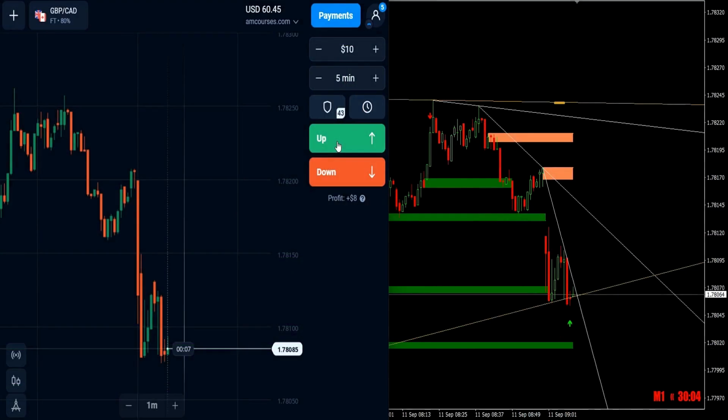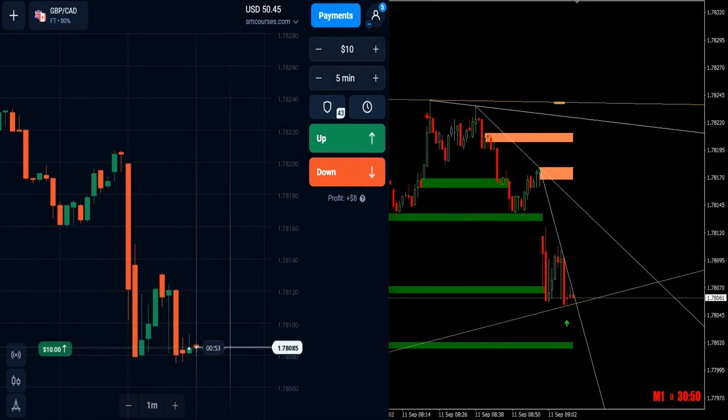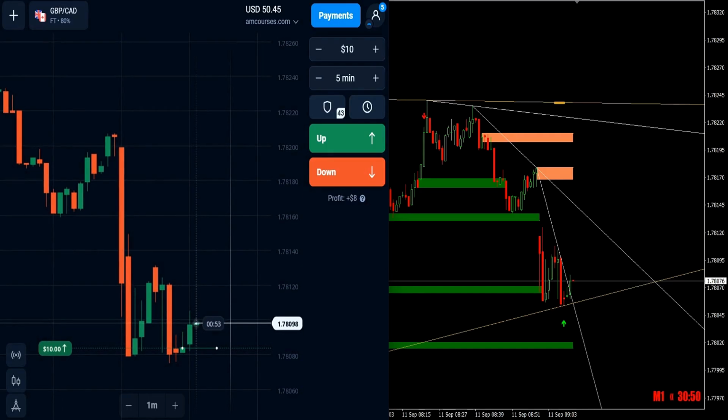Let's get started with the live trading examples. According to our trading rules, this setup is perfect for a buy trade. The price is at the support level. The price is also on the trend line, and the indicator has also given a buy signal. So placing a 5-minute buy trade here is the right decision. Now, let's wait and see how this trade plays out.